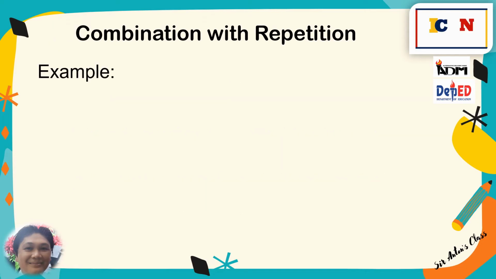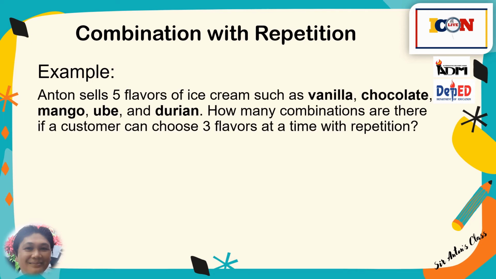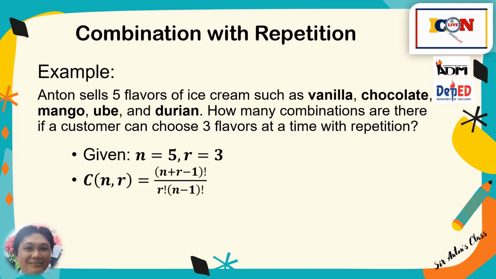So this is the ice cream example. Anton sells 5 flavors of ice cream such as vanilla, chocolate, mango, ube, and durian. How many combinations are there if a customer can choose 3 flavors at a time with repetition? So we have our given, we have our total number of objects, 5 flavors, and the condition of the combination is 3 at a time, and then with repetition. So our formula is this one.